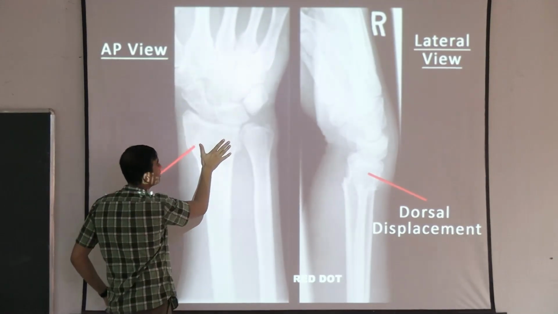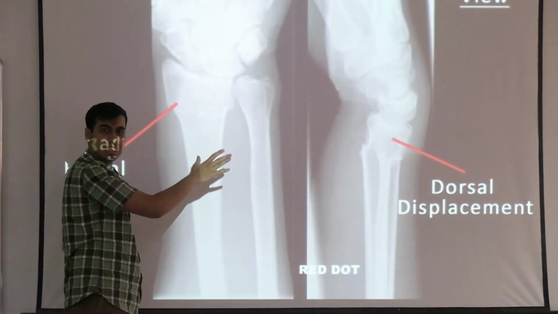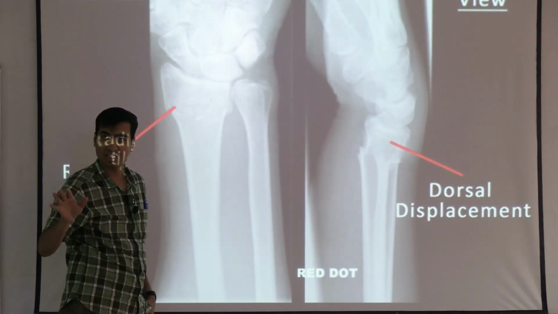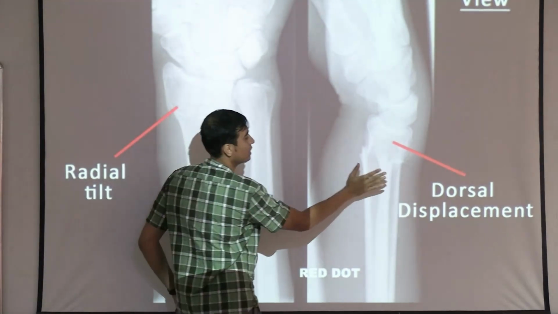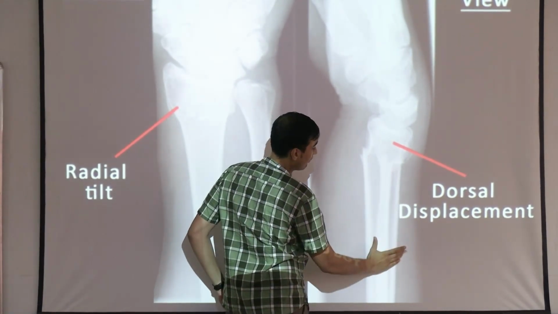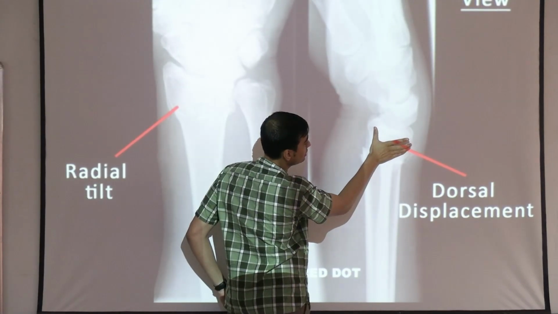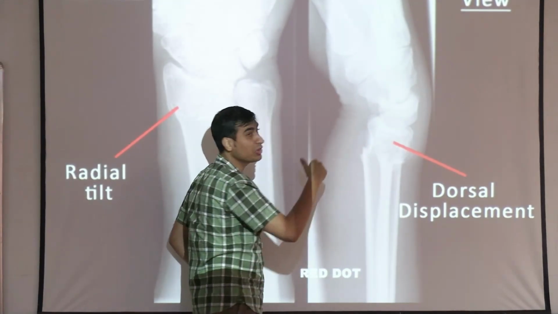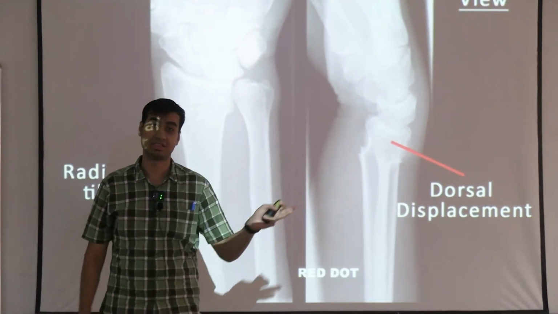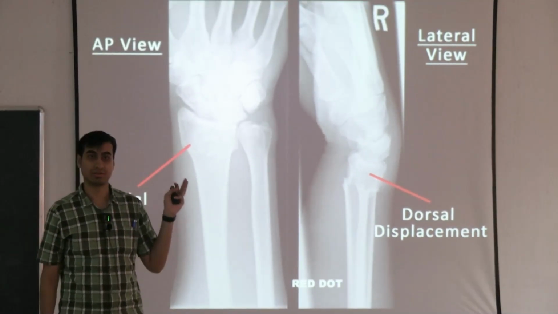So what you are able to see, there is not much translation. There is not much translation, but see the lateral view. This is the shaft of the radius, and can you see the displacement? Now, how do you understand this is the volar and dorsal side? How will you understand this?